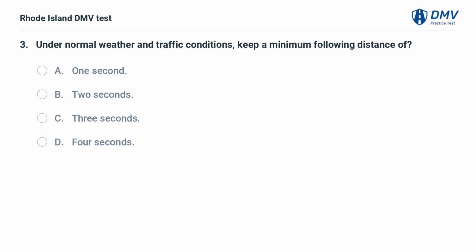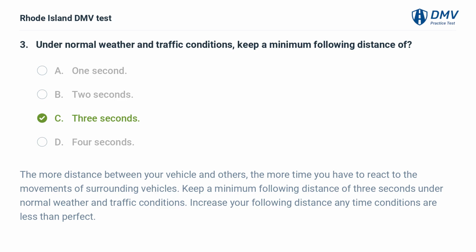Under normal weather and traffic conditions, keep a minimum following distance of A. 1 second. B. 2 seconds. C. 3 seconds. D. 4 seconds. C. 3 seconds. The more distance between your vehicle and others, the more time you have to react to the movements of surrounding vehicles. Keep a minimum following distance of 3 seconds under normal weather and traffic conditions. Increase your following distance any time conditions are less than perfect.